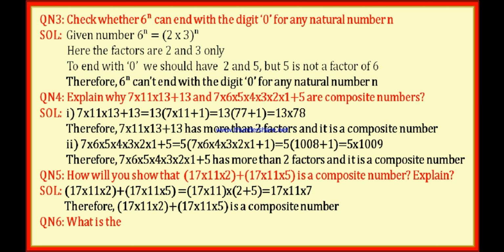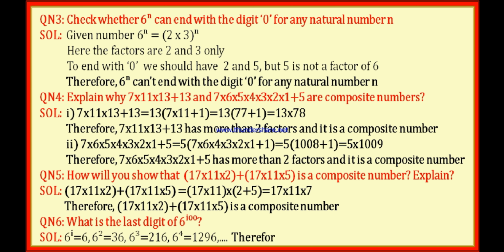Now question number 6. What is the last digit of 6 power 100? Here 6 power 1 is 6. 6 square, 6 into 6, is 36. 6 cube, 6 into 6 into 6, is 216. And 6 power 4 is 1296. If you observe, 6 power 1 has units digit 6, 6 square has units digit 6, 6 cube has units digit 6, 6 power 4 has units digit 6, and so on. Therefore, the last digit of 6 power 100 is 6 only.